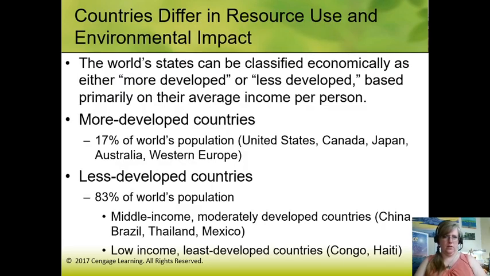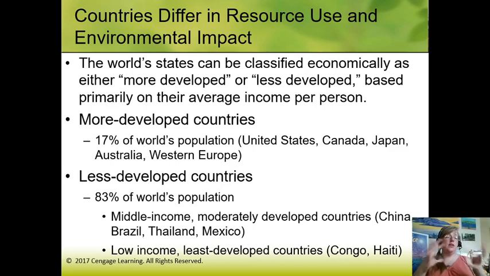All right, so the United States is classified economically, all of the world states, as I said, are considered more developed or less developed based on their primary or average income per person. Okay, the more developed countries, that's only 17% of the world: United States, Canada, Japan, Australia, and Western Europe. And the less developed countries, look at that, 83% of the world is considered less developed. All right, you have middle income areas where they're moderately developed: China, Brazil, Thailand, Mexico, and then really low income, the very less developed, like in the Congo and Haiti.